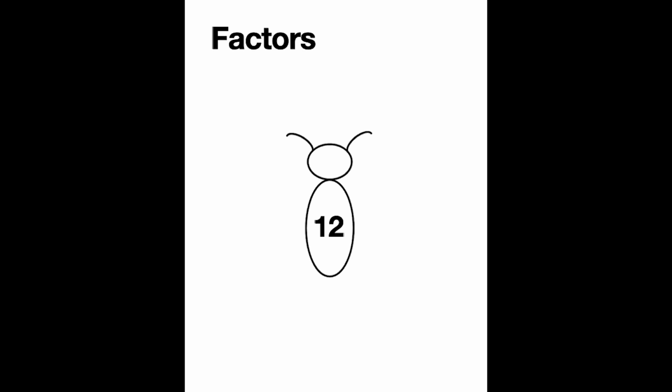With children, you can use these little factor bugs to help them list all of the factors, as this is one of the key skills that children need to do. So if I'm looking at 12, then the little antenna of the bug are always 1 and the number itself, so in this case 1 and 12, and then the legs are the other factors, and we have 2 and 6 and 3 and 4.